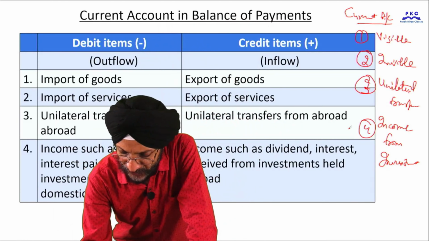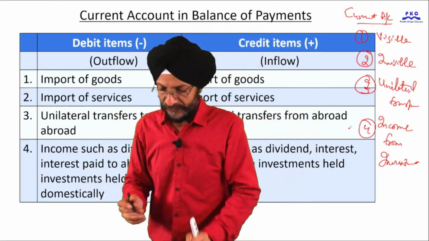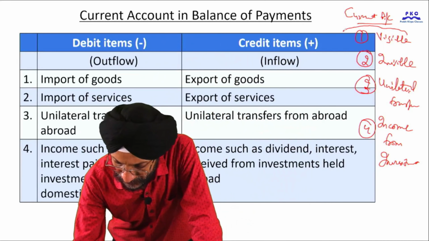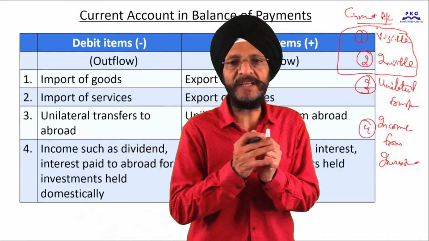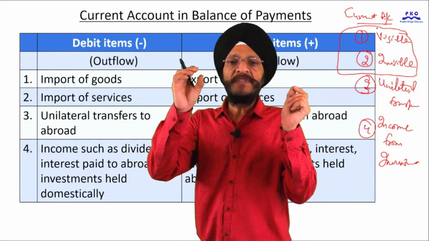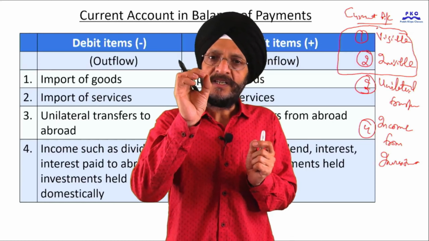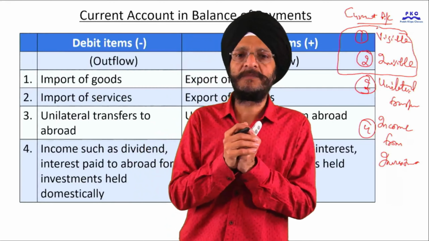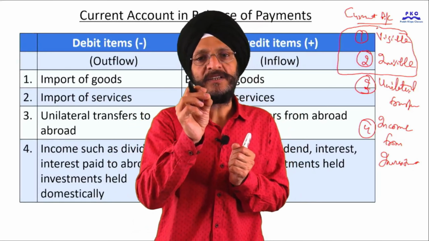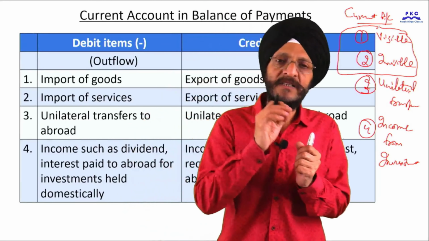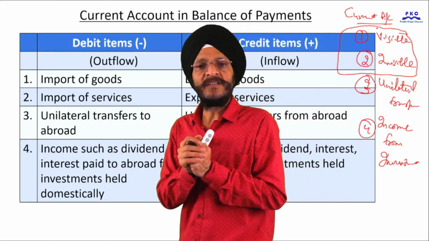So we are here to understand the difference between current account and balance of trade. The balance of trade is only concerned with these two: visible items and invisible items. Visible items means goods which can be seen, touched and measured. So these are called visible items. Invisible items means services which cannot be seen, touched, measured, and examples of the same are shipping, banking, insurance, transportation, etc.